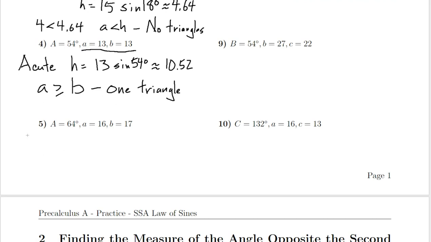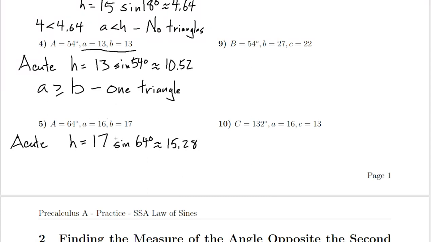Number 5, we're in the acute case. We can look at our A and our B. In this case, A is not greater than B. We're not equal to B. So let's go ahead, calculate our H value here. And that's going to be 17, which is our B, times the sine of our angle, 64. Plugging that into a calculator, it's going to get us 15.28.